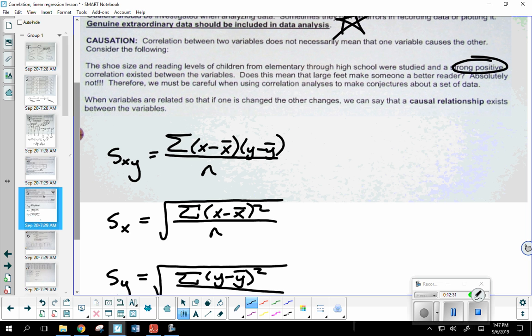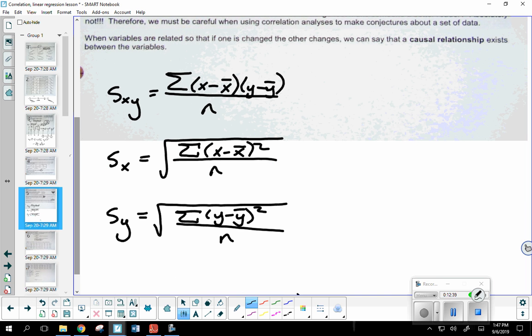All right, so when variables are related so that if one is changed, the other changes, we can say there is a causal relationship between the variables. And once again, here are the formulas. So S sub xy, that's the covariance, and then the other two represent the standard deviation, or the measure of spread, between your two sets of data that you are comparing.